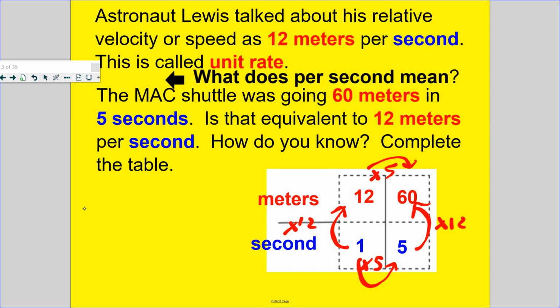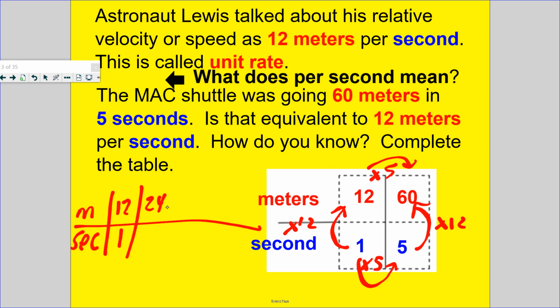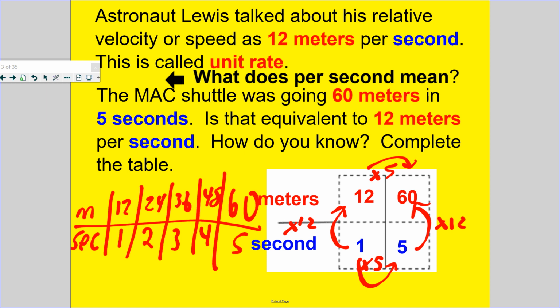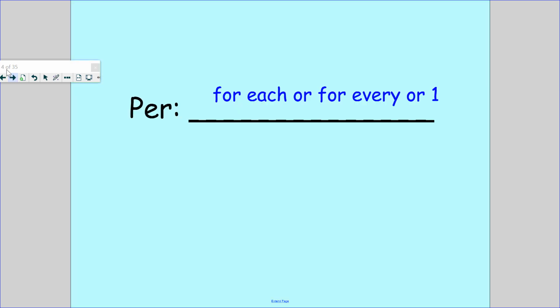Another way you could have done it is this way. Maybe you prefer a table. So in 1 second, you go 12 meters. 2 seconds, 24. 3 seconds will be 36 because 12 times 3 is 36. 4 seconds will be times 4. 12 times 4 is 48. And 5 seconds will be 60. So as you can tell, they are all equivalent. So per means for each, or for every, or for 1 second.